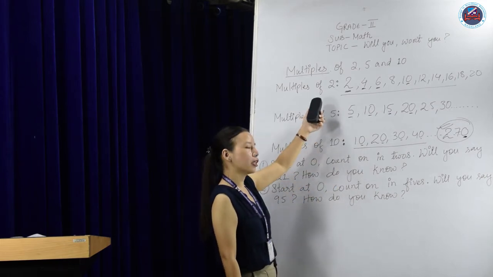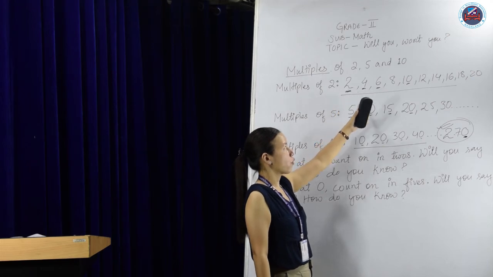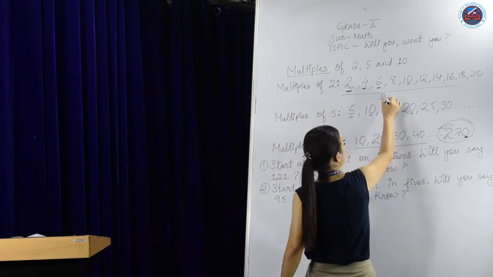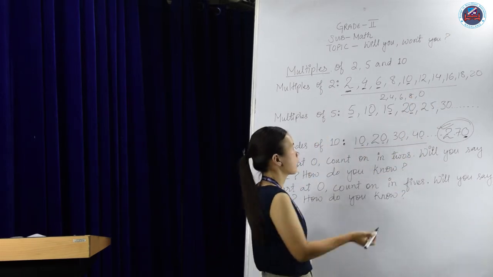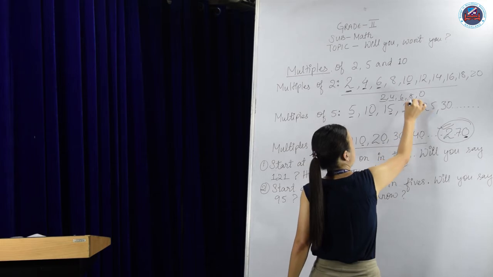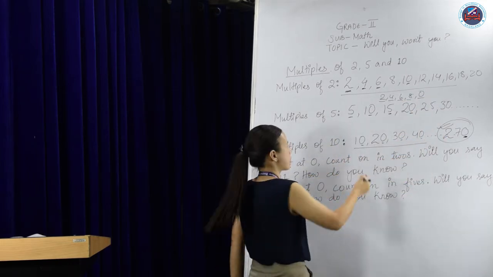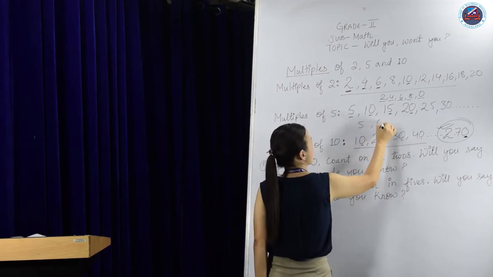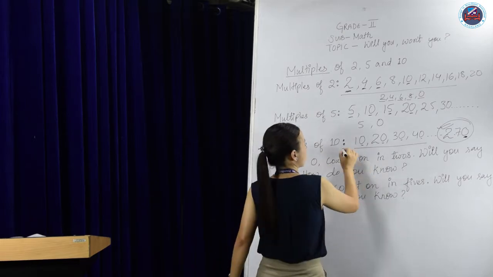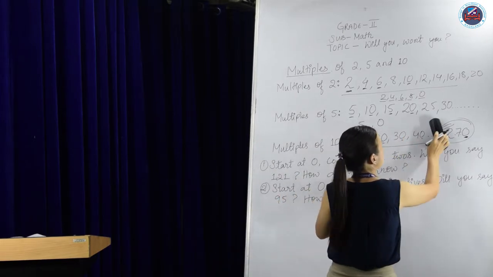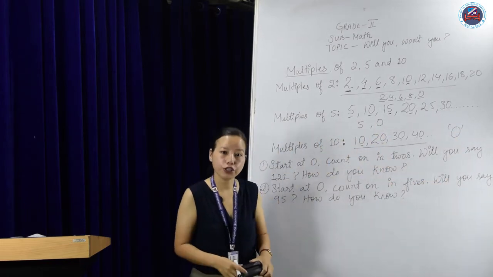So remember, to be a multiple of 2, your number should end in 2, 4, 6, 8, or 0, or we can say the one space should be 2, 4, 6, 8, or 0. And for multiples of 5, your one space or your number should end in either 5 or 0. And to be a multiple of 10, your one space should be 0, or the number should end in 0.